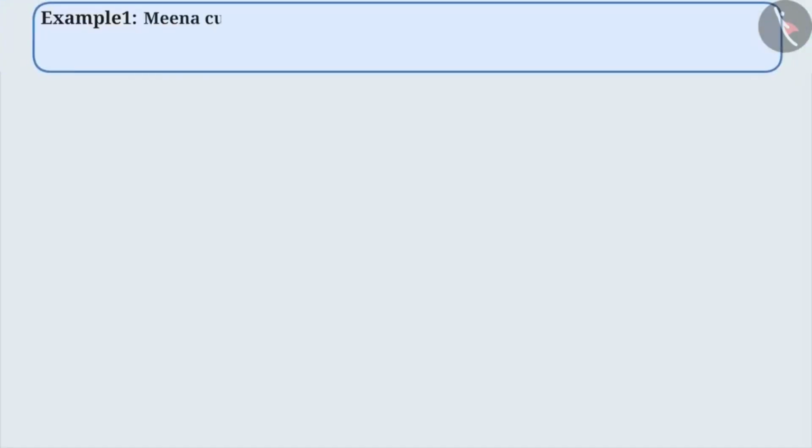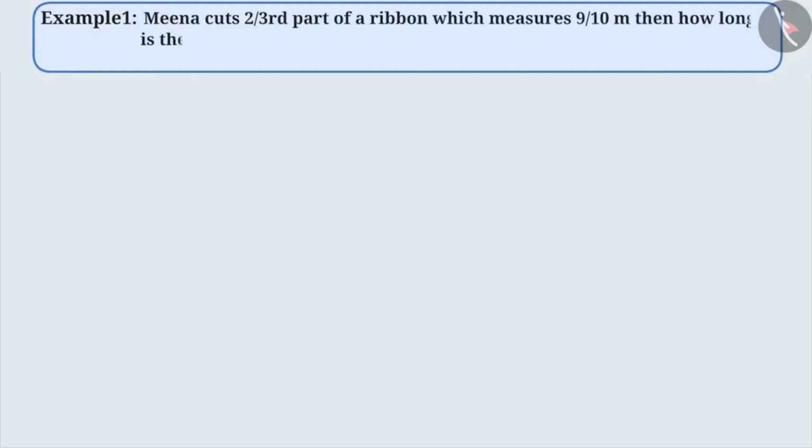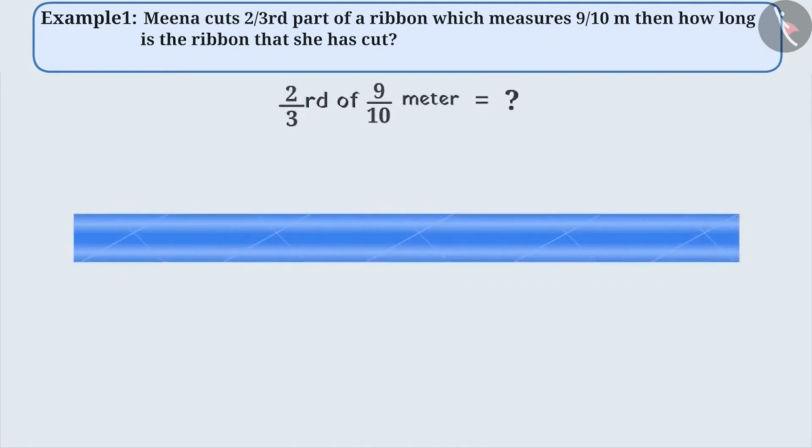Example 1. If Meena cuts 2/3 of a ribbon which measures 9/10 meter, then how long is the ribbon that she has cut? To know the length of the ribbon cut by Meena, we have to calculate 2/3 of 9/10 of a meter. Suppose we have a ribbon with length as 1 meter.